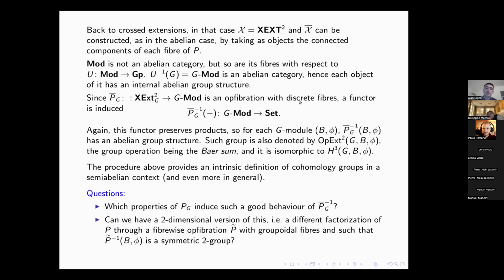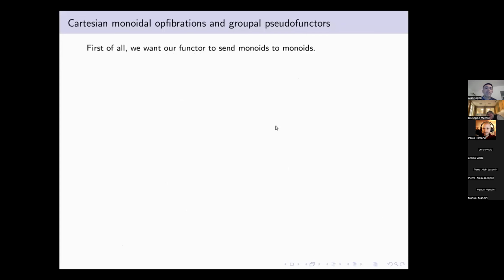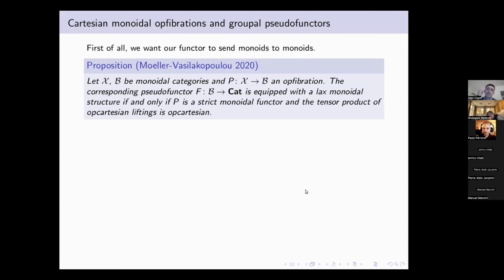Okay, so first of all, let us try to understand why this P bar G minus 1 sends groups to groups. First of all, of course, we want our functor to send monoids to monoids. And here there's a result which is very useful, a result by Moeller and Vasilakopoulou. I wrote here a bit of an interpretation of it, but I think that's good. Let X and B be monoidal categories and P an opfibration from X to B. Then the corresponding pseudo functor is equipped with a lax monoidal structure if and only if P is a strict monoidal functor and the tensor product of op-Cartesian liftings is op-Cartesian.